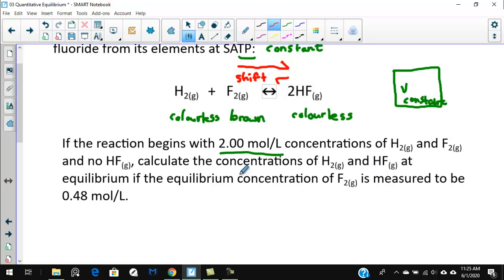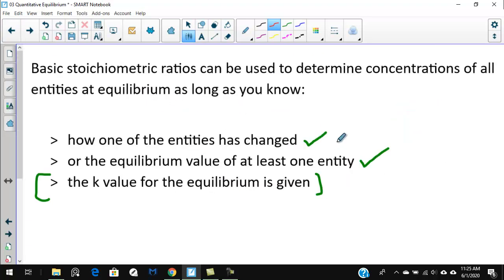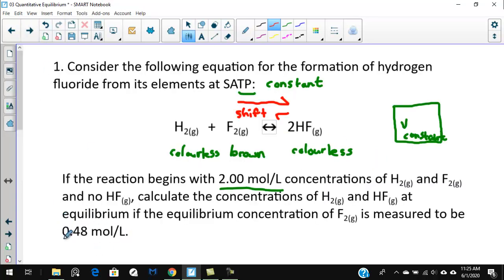Now it goes on to say that at equilibrium, the equilibrium concentration of F2 is measured to be 0.48 moles per liter. So using a spectrometer, they've been able to measure how much of this is left, and it's 0.48 moles per liter. Remember, we started with 2, so some of it's been used up, shifting into the forward reaction, and we only have 0.48 left. But that's all we need. If we look back at our list here, to solve this we need to know how something has changed, or the equilibrium value of one of the things in the reaction. And we have that: we have the equilibrium value of this one, 0.48 moles per liter.